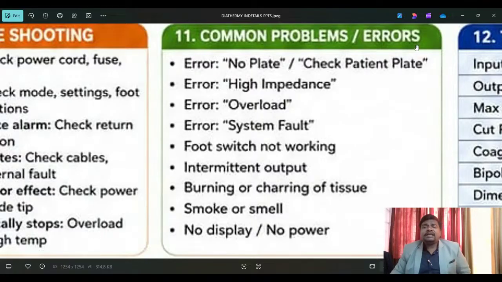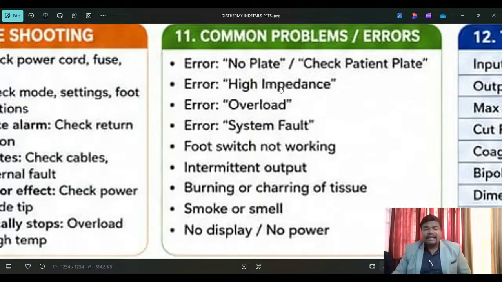So what common problems and errors will come? I am going to read them, and if you watch this, then definitely by the end of the session you will get more information about the diathermy equipment. These are all practical, whatever complaints we get from the hospital as biomedical engineers. I am going to collect every point and show you. Error: no plate, check patient plate. This is a common problem, that's why I say common problems.